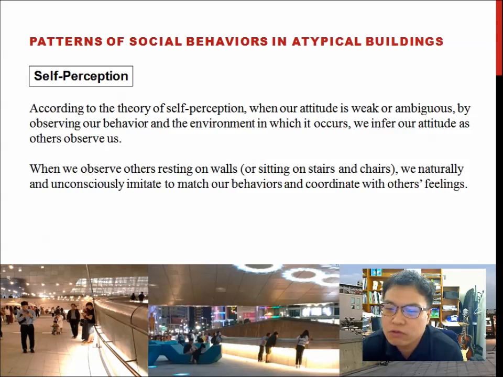Self-perception. According to the theory of self-perception, when our attitude is weak or ambiguous, we infer our attitude by observing our behavior and the environment in which it occurred, as others observe us. Sometimes we don't know ourselves, but when we see others, we understand our own situation. That is self-perception, an inner social behavior.